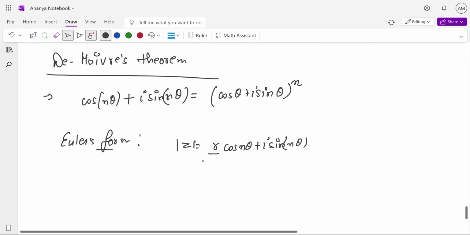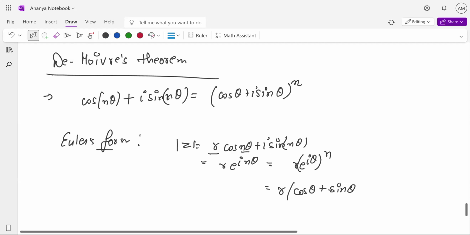I told you we can represent it in the form of e to the power i and whatever the angle is. So here the angle is n theta. I can rewrite the same thing as (e to the power i theta) to the power n. Now e to the power i theta can also be written as cos theta plus i sine theta, and the rest power n is there. Understood?